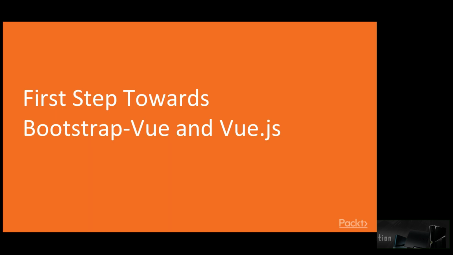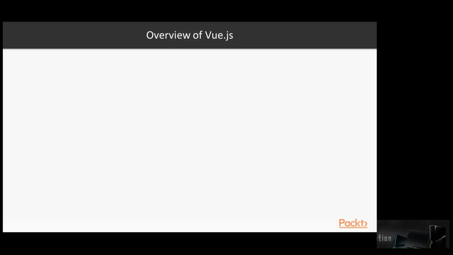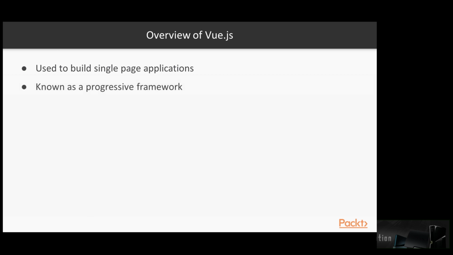First step towards Bootstrap-Vue and Vue.js. In this video, we will have an overview of Bootstrap-Vue and Vue.js. Let's start with the overview of Vue.js. Vue.js is a front-end library which is used to build single-page applications. Vue.js is a progressive framework, meaning that if you have an existing server-side application, you are able to plug Vue.js into one part of your application for a richer and more interactive experience.